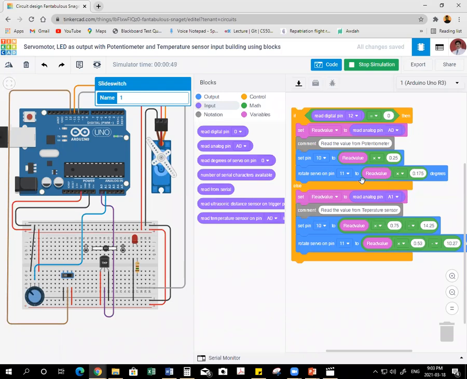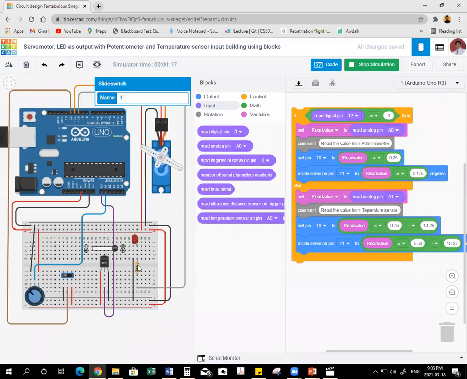Read the value multiplied by 0.175 degrees. Okay, read the value 0.25. This is set pin 10. 10, 11, 12. Okay. Somewhere ground and 5 volts. Yes. See the brightness. See the brightness here of the LED is going to the maximum.